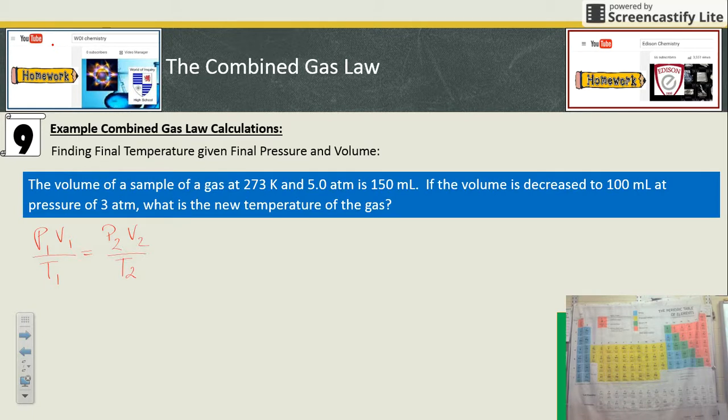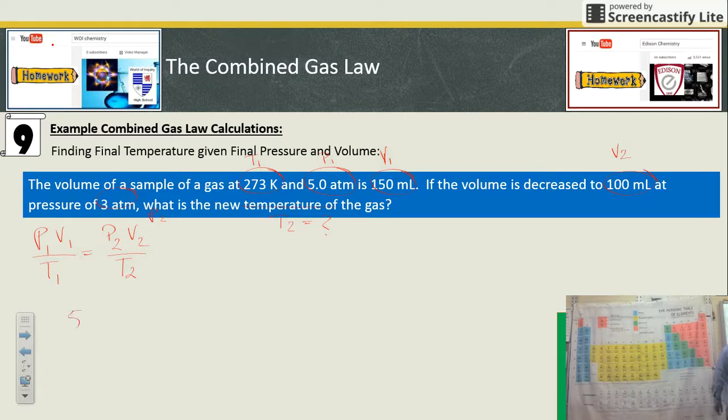So we looked through our problem. We found out what our volumes, temperatures, and pressures are. So the sample is at 273, temperature 1, 0.5 atmospheres, pressure 1, 150 mils, volume 1. The volume is decreased to 100 mils. So there's volume 2. At pressure of 3 atmospheres, there's pressure 2. What's the new temperature? Well, T2 is our unknown. So let's put our variables in and see what we got.